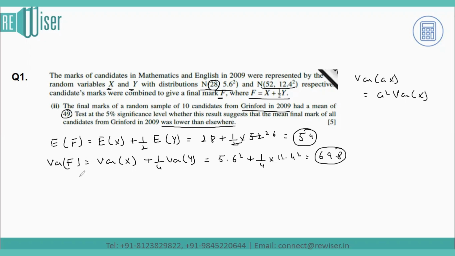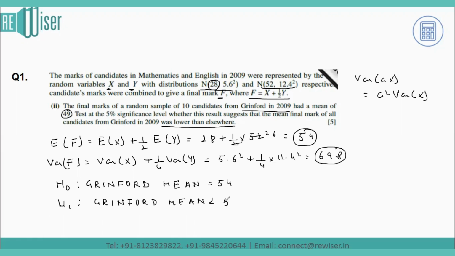Now, we first have to calculate the test statistic z. For that, we need to write the null hypothesis. Please pay attention: the null hypothesis is that Grinford mean is equal to the value that we have calculated for the expected value of F, which is 54. And for the alternate hypothesis, we'll write that Grinford mean, since it's a one-tailed test, has to be less than 54. So please remember it's less than 54, so it's a one-tailed test.